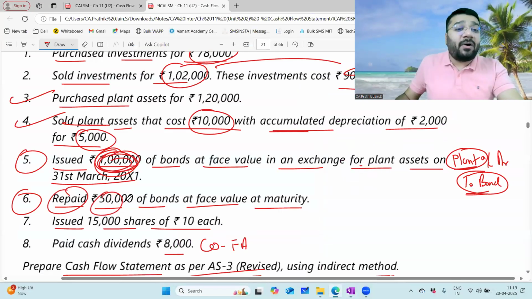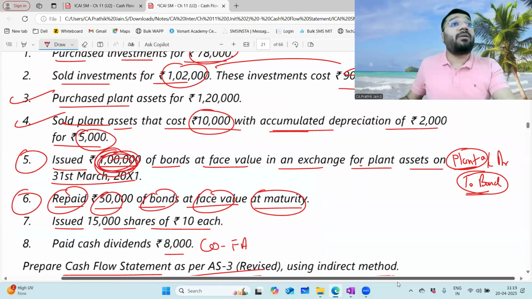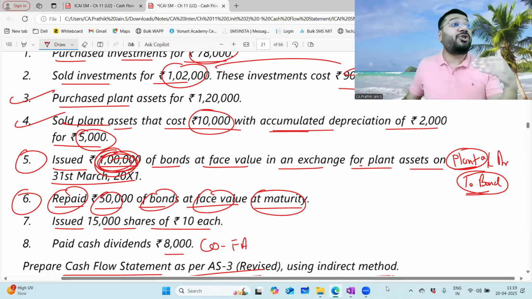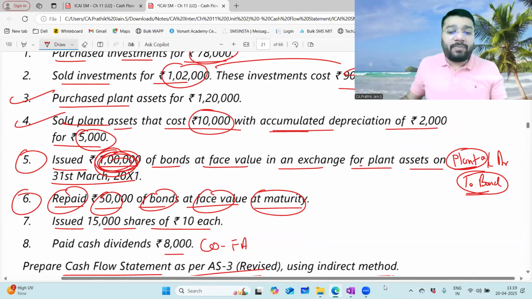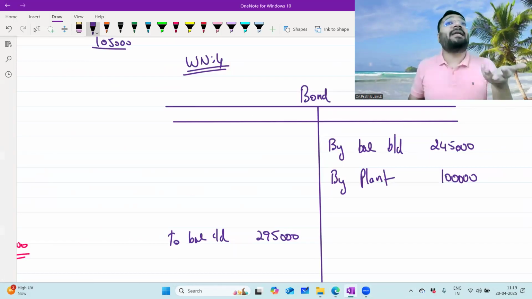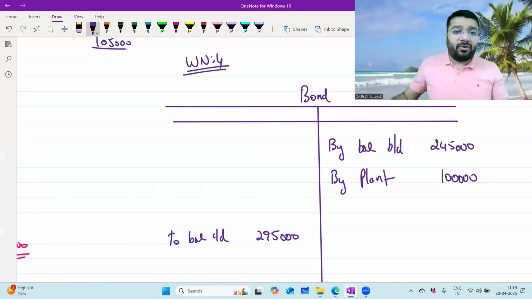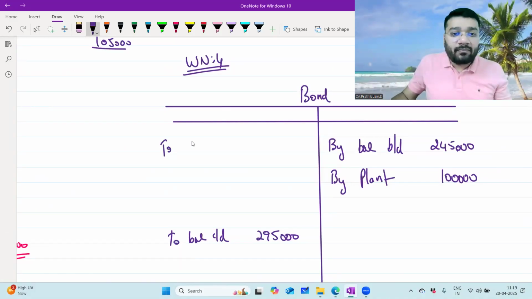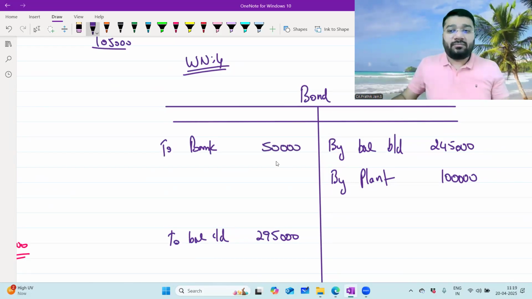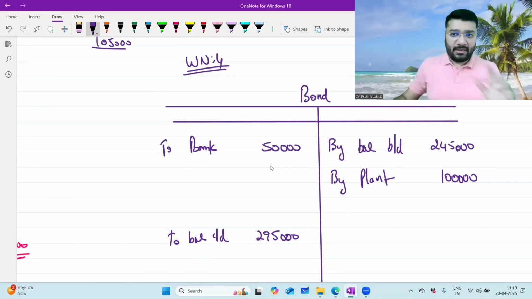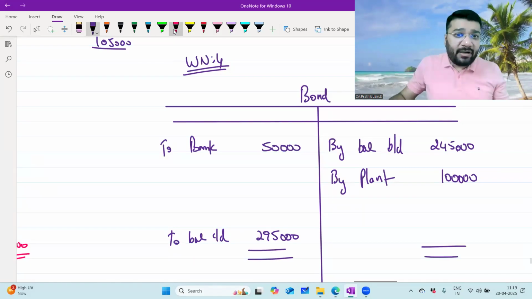Next, repaid 50,000 of bond at the face value on maturity. In this year, one of the earlier issued bonds had met its maturity date, so we are repaying 50,000 rupees. When the bond is repaid, what is the entry? Bond account debit to bank, 50,000. Automatic tally? Yes, sir.